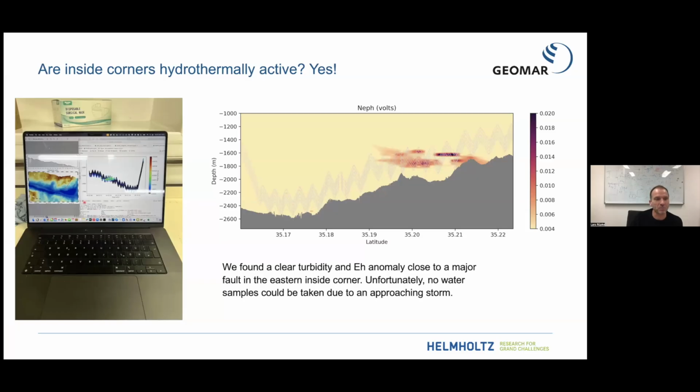So this is a picture I took off my computer when we were doing the tows down the inside corner of Oceanographer. You see the first processing with the first anomaly in the turbidity. This is a bit nicer processing, basically going down these big faults in the inside corner, in the eastern inside corner. This is one of the big faults there. And right there we found this big water column anomaly.